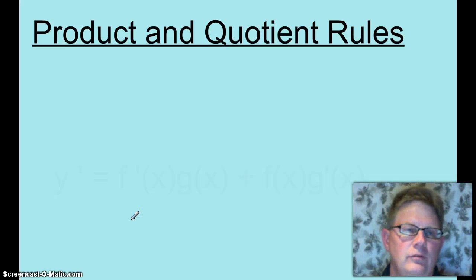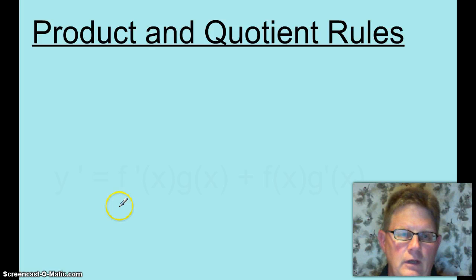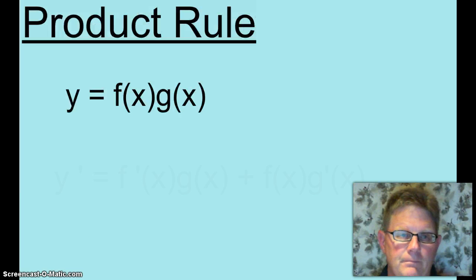Welcome to Derivatives Lesson 4, Product and Quotient Rules. Today you will learn about the product and quotient rules and how to use them to find the derivative. So let's move on and get right at it.